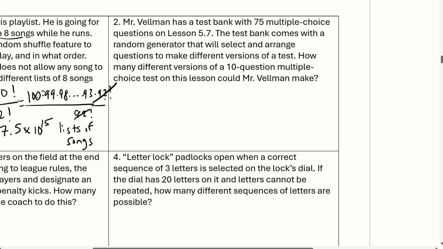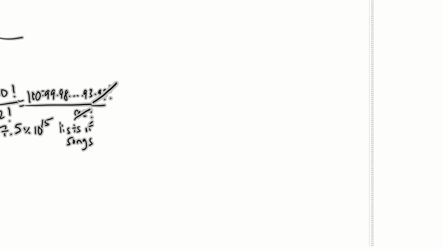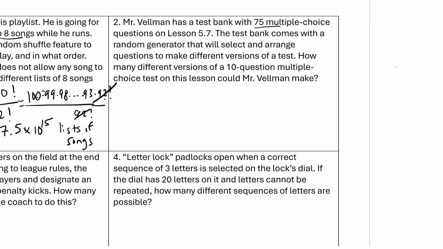All right, number 2. Mr. Velman has a test bank with 75 multiple choice questions on lesson 5.7. The test bank comes with a random number generator that will select and arrange questions to make different versions of a test. How many different versions of a 10-question multiple choice test could he make? Okay, so since order matters, we're doing a permutation. So 75 permute 10. 75 factorial divided by 65 factorial. And you could just do the answer on the calculator because it's a big number. This is 3 times 10 to the 18th power.